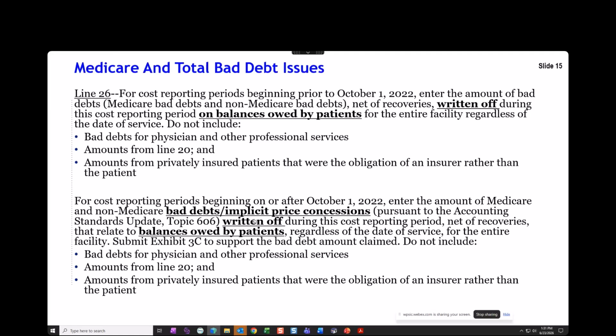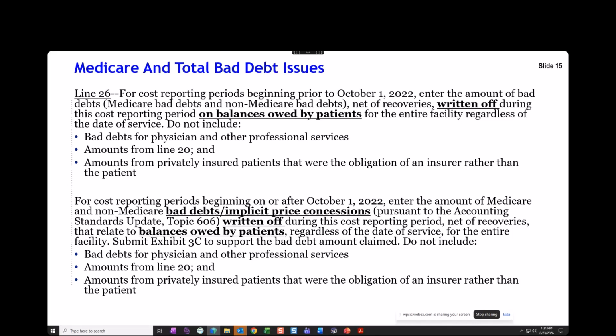Hopefully at some point everything gets kind of smoothed out there. Another thing CMS stresses all the time is that any of these bad debts, Medicare or total, need to be reported net of recoveries. So recoveries should be offset against the bad debts. And again, they're stressing that the balances must have been owed by patients to start from. So again, a contractual allowance was never owed by the patient. They didn't even get billed that amount because that was waived away before the claim was, or when the claim was processed by the insurance company.